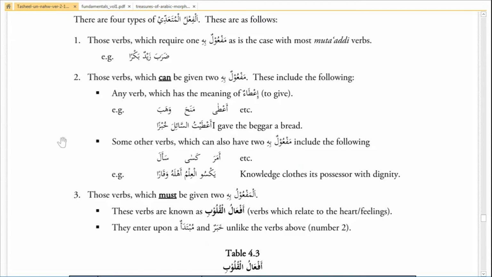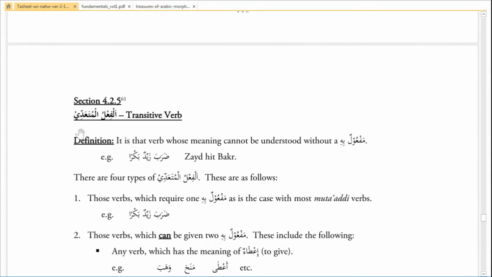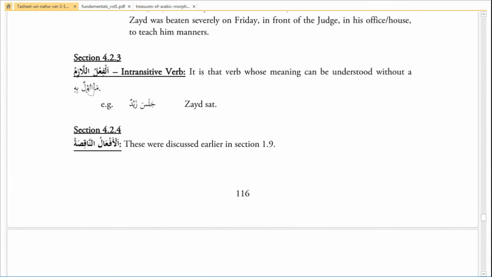So far we have studied فعل لازم and فعل متعدي. I just want you to understand that the transitive verb needs a مفعول and cannot be understood without a مفعول, and فعل لازم can be understood without a مفعول. So we studied فعل لازم and فعل متعدي. Try to understand them, inshallah.